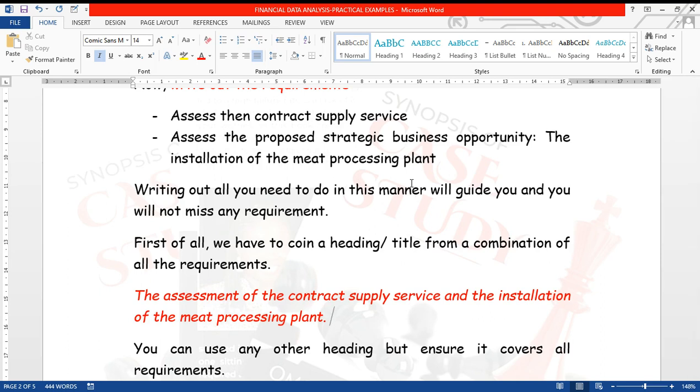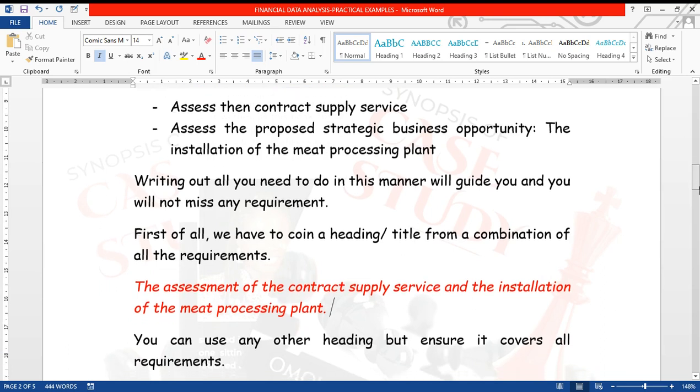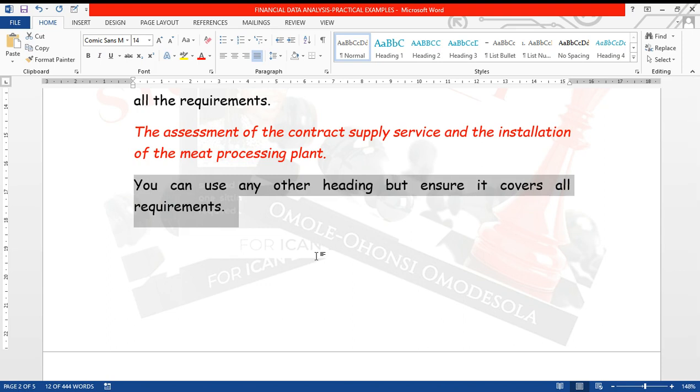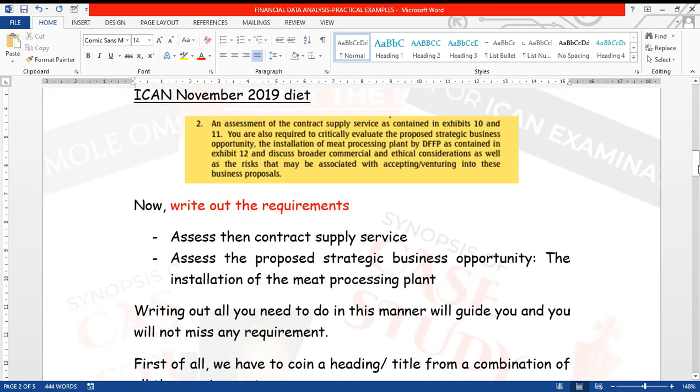So we can just merge that together, combine it, and form a particular heading. So you have the assessment of the contract supply service and the installation of the meat processing plant, right? You can use any other heading, like I said. It's not even necessary that you write the requirements and then follow through, but it's a good way because there's a lot of tension. You have so many things to do. You cannot just be spending 20 minutes thinking of a suitable heading. So that's a very good way to coin a heading. Just ensure that it's encompassing in that sense.